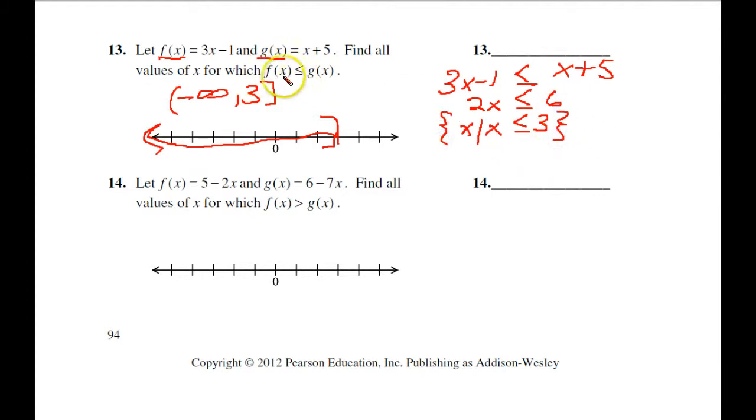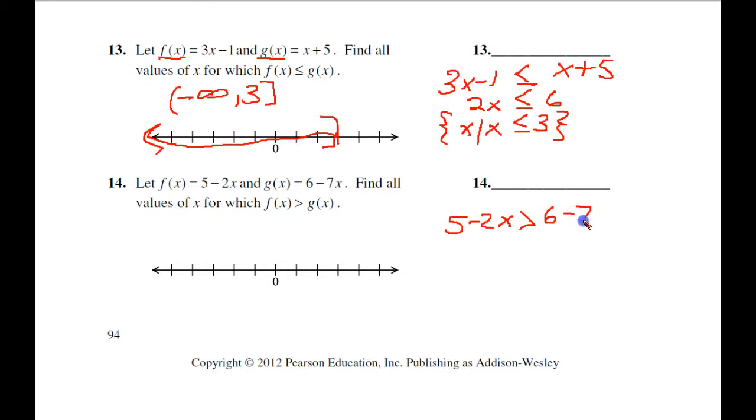The key to this is here, there's the x, which is this. There's the g, which is this. And we just put our inequality sign between them. And it's the same thing here. There's f of x. 5 minus 2x is going to be greater than, and there's what g is.